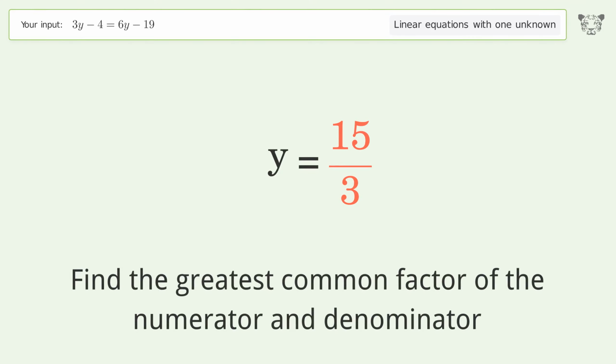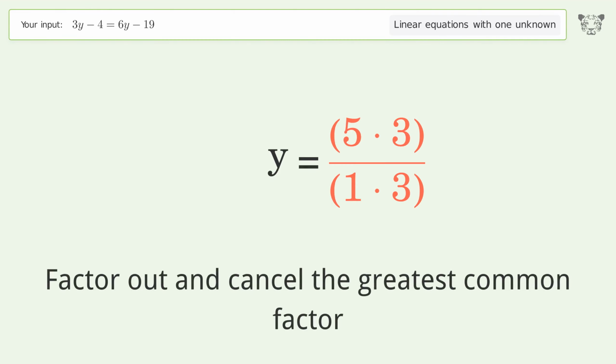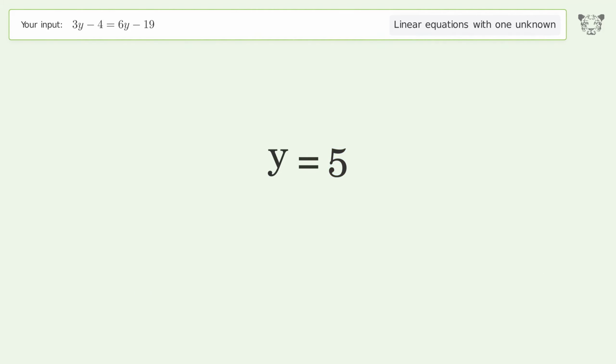Find the greatest common factor of the numerator and denominator. Factor out and cancel the greatest common factor. And so the final result is y equals 5.